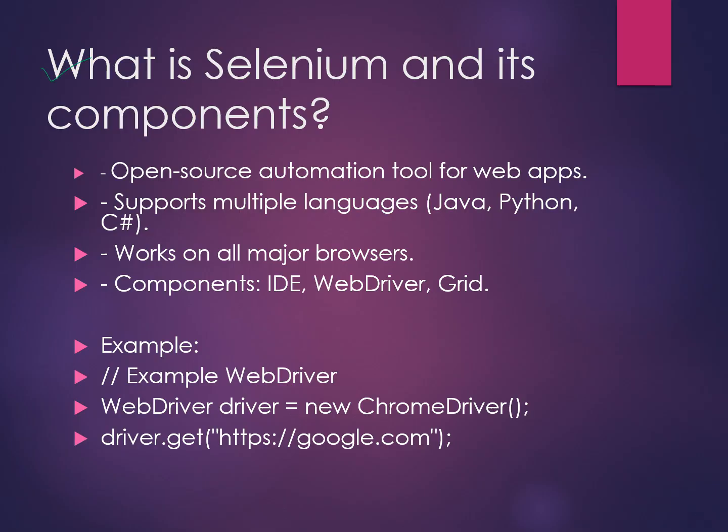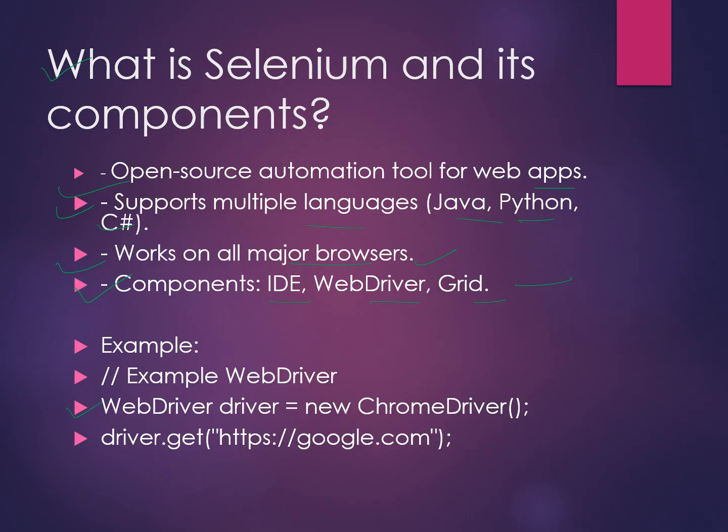So, what is Selenium and its components? Selenium is an open source automation tool for web applications. It supports multiple languages: Java, Python, C Sharp. It works on the major web browsers, and there are many components of Selenium. I think four components: IDE, WebDriver, Grid, and one other also.